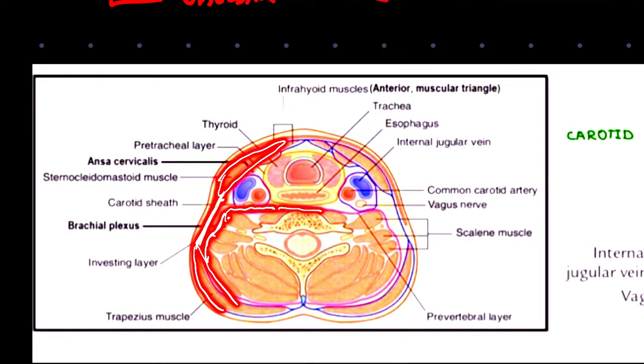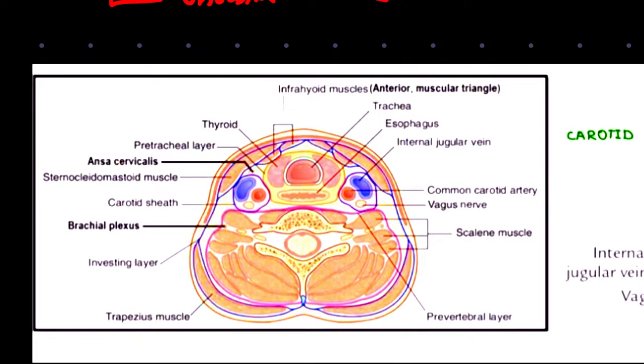Now if we go deeper, we will see scalenus medius, we will see scalenus anterior, and between them we will find the brachial plexus. So the brachial plexus is also found in the posterior triangle. That is one important thing.